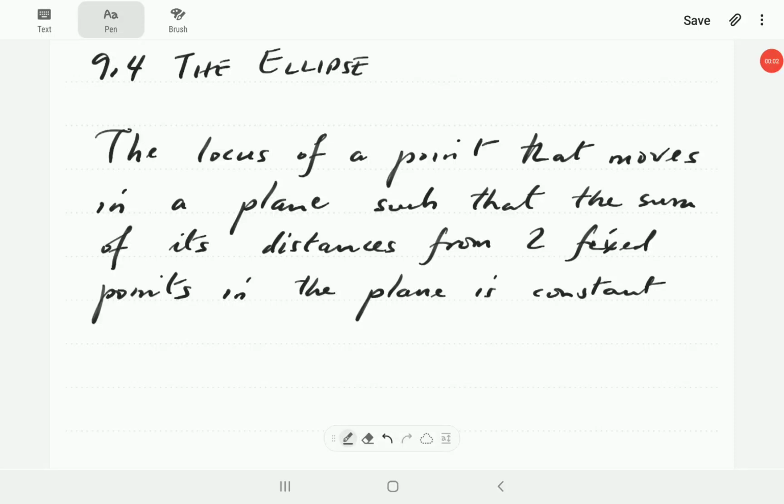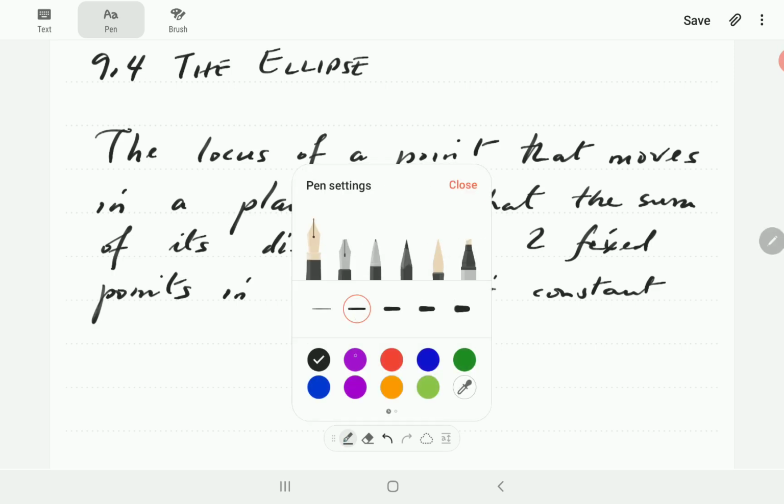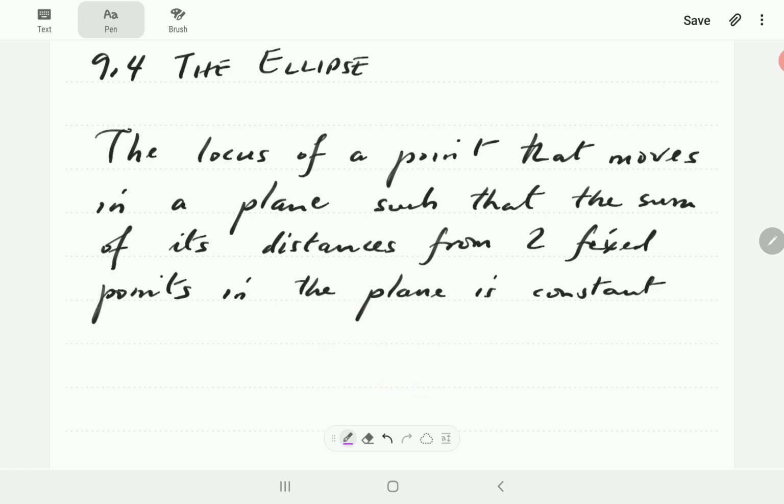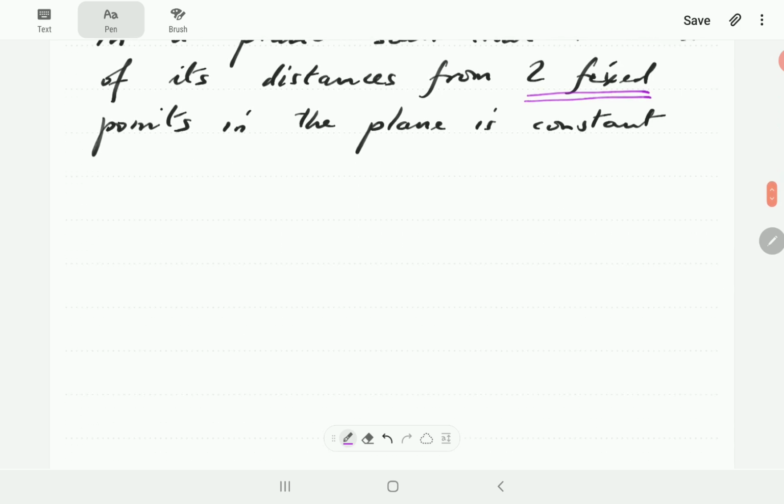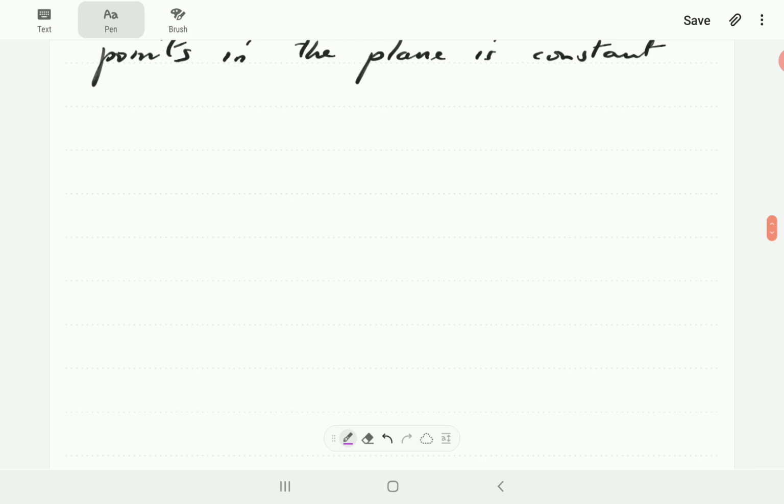Okay, in this video we're going to look at the ellipse. So the ellipse is the locus of a point that moves in a plane such that the sum of its distances from two fixed points in the plane is constant. The two fixed points are actually called the foci of the ellipse.